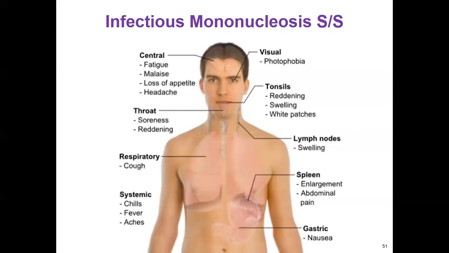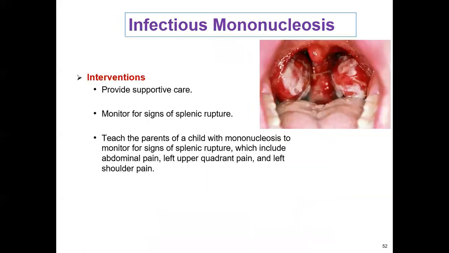In this picture, we can see the different systems involved in infectious mononucleosis, like the central nervous system: fatigue, malaise, loss of appetite, photophobia. Tonsils: redness, swelling, and white patches. In the throat, soreness or reddening. Lymph nodes: palpable swelling. Lungs: cough, systemic chills, fever, and aches. If you check the spleen, it gets enlarged. We call it splenomegaly, with abdominal pain or nausea.